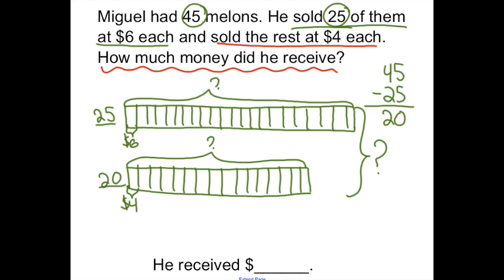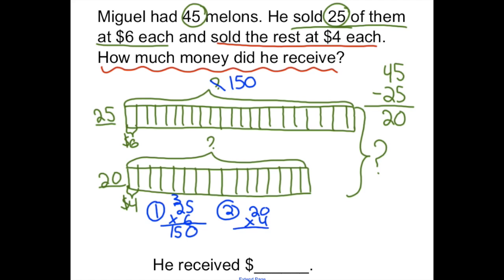So I'm going to have to first solve 25 times 6, which is 150. Next, I'm going to have to solve 20 times 4, which is 80. I'm now able to add my two totals together and write in the total amount of money that each was sold. Whoops, each one of these should be labeled dollars.